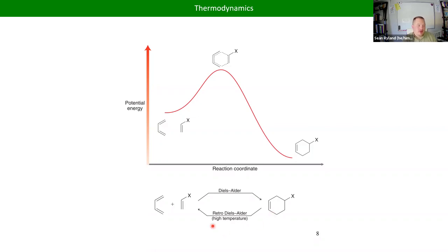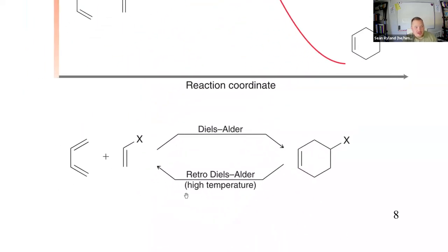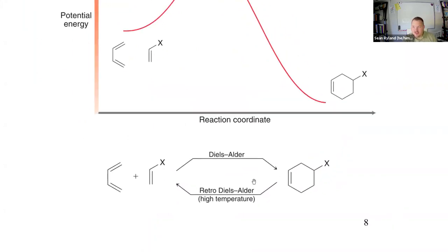Right? But if you go to high enough temperatures, we can get this reaction to happen backwards. And they call that the retro Diels-Alder. Retro means backwards, right? Why would we favor this at high temperatures? What's happening at high temperatures that would make it more favorable to split these molecules up? Probably entropy, more molecules. More molecules, exactly.